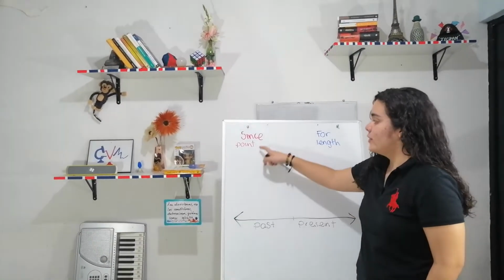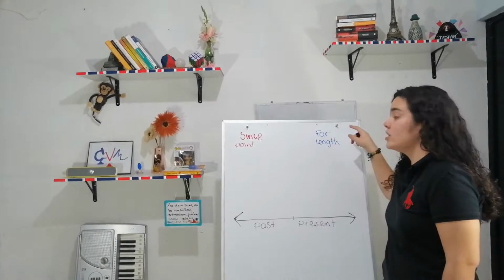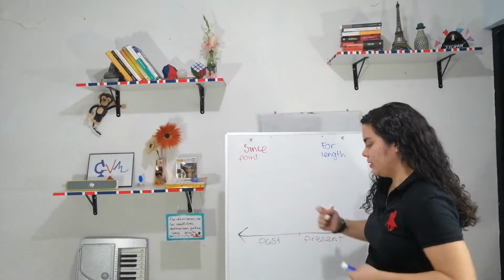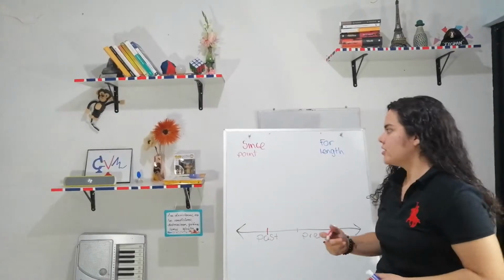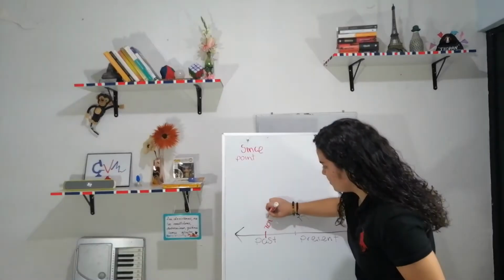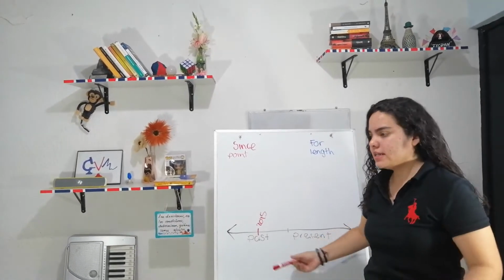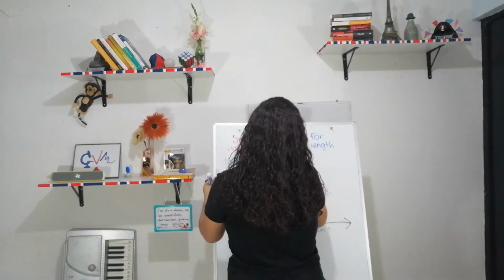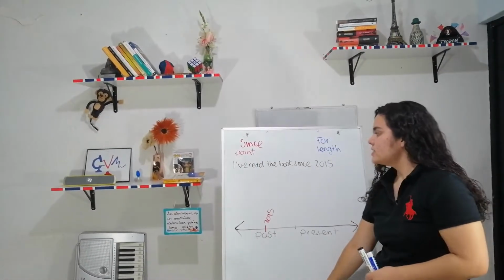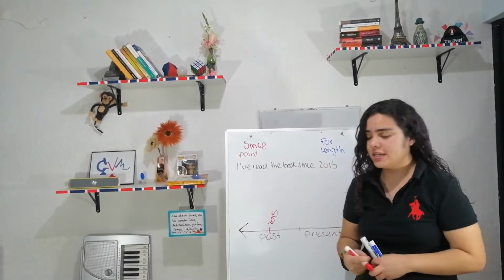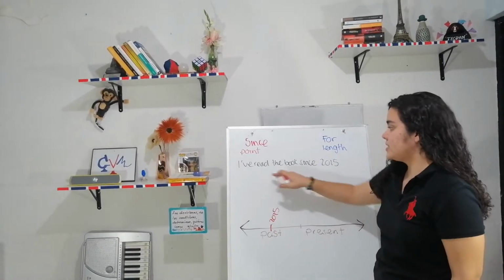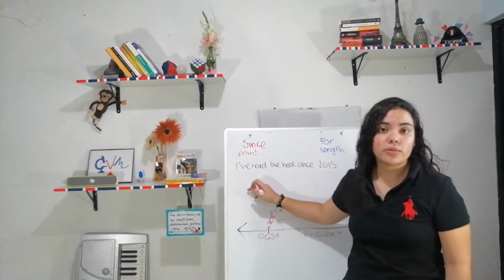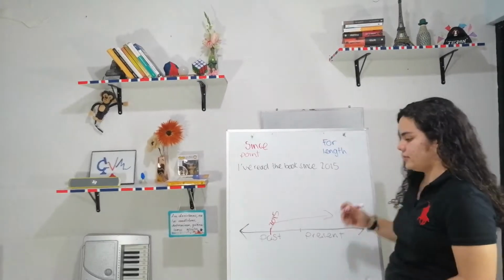The difference is with since it's a specific point, and with for it's the length. We use since for a specific moment in time. So for example, in here I can say the year 2015, and I have read the same book since 2015. So in this case, we're saying the action started in 2015, and we're talking about the present because I have read, and it's in the past, but it's coming all the way here to the present. So that's why we're using present perfect. I have read the book since 2015.